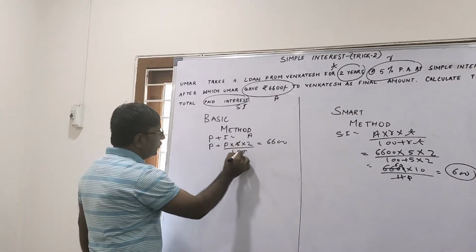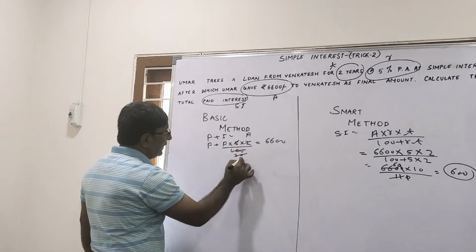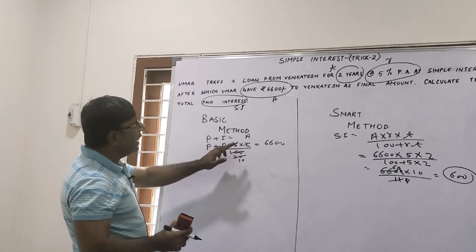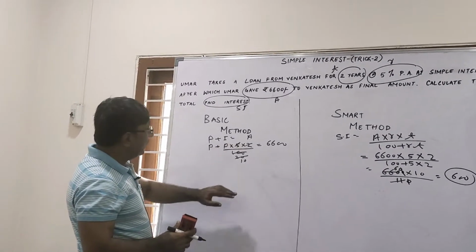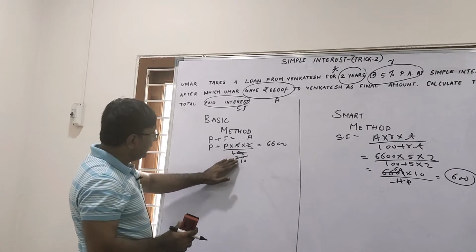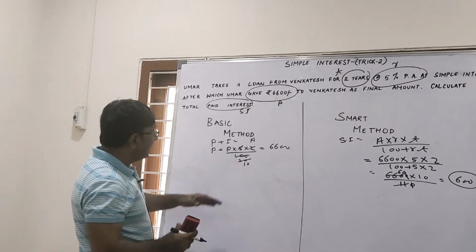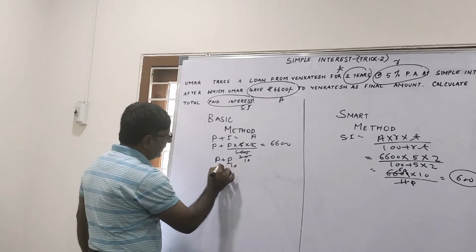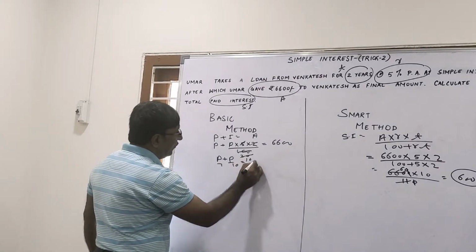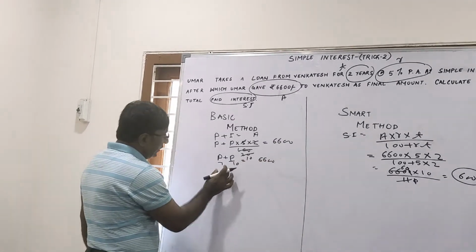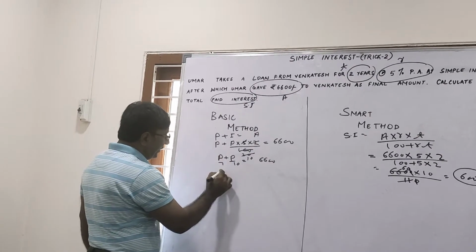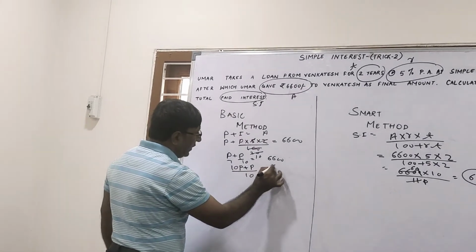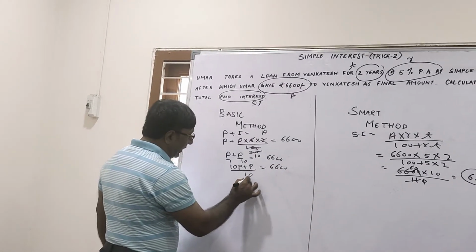So 5 2s are 10, that is 20, and 2 1s are 10, that is 10. So this is P into R, which is 5, and T is 2, upon 100. So 5 2s are 10, 20, 10, 10. So P plus 5 by 10, if we solve this, is P plus P upon 10, and this equals 6,600. If you take the LCM 10, so 10P plus P upon 10 equals 6,600. So this is 11P.